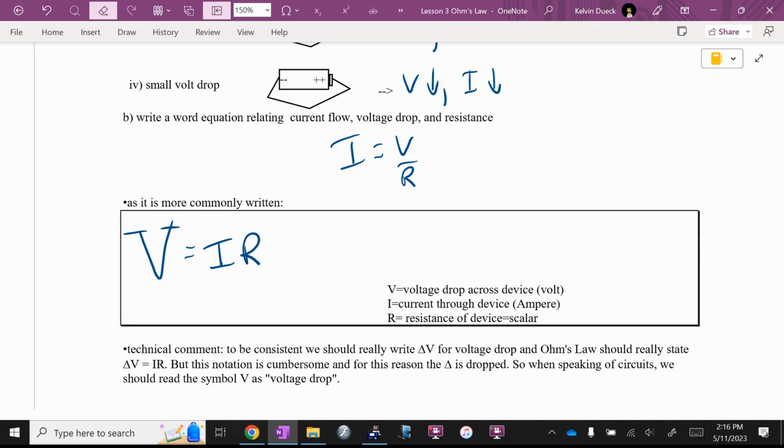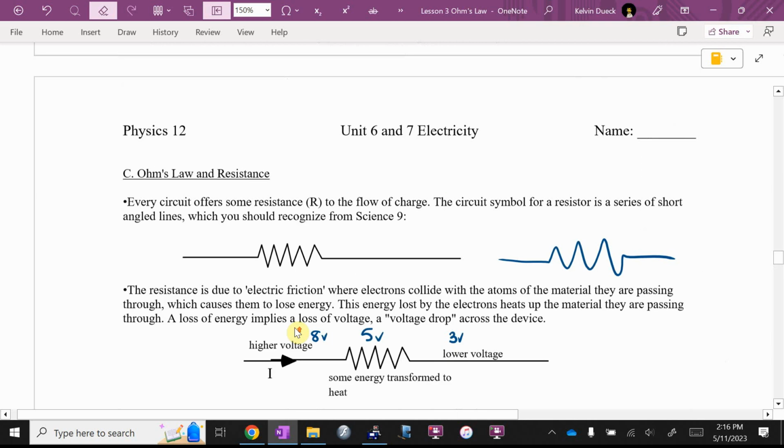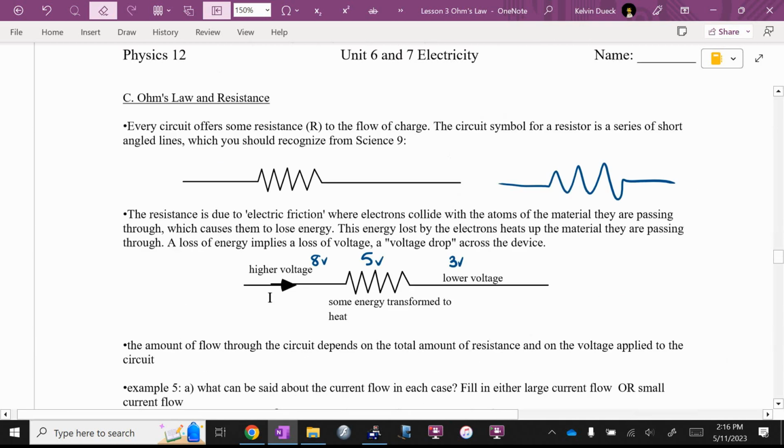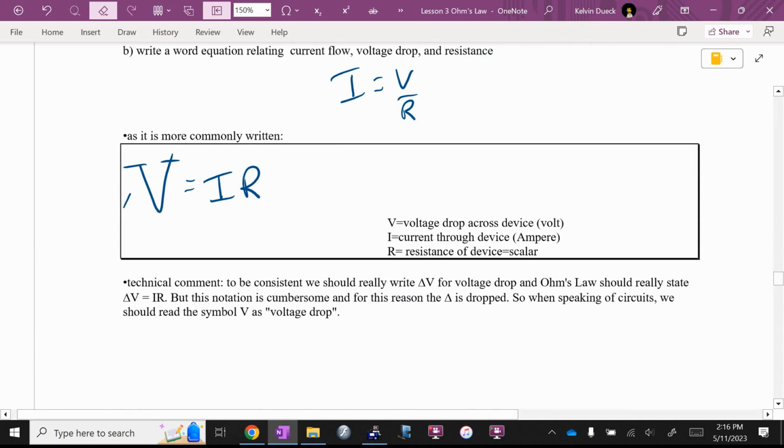Technical comment. Technically, if I go back to my ski hill analogy, you're either gaining or losing voltage. Voltage is always a change in. And so don't write this down. Technically, there should be a delta there, but in the same way time is always a change in, we get lazy and we stop putting the delta in front of it a long time ago. But you should read that V as a voltage drop or a voltage gain. It's really a change in voltage. Or in the industry, they'll talk about a potential difference.